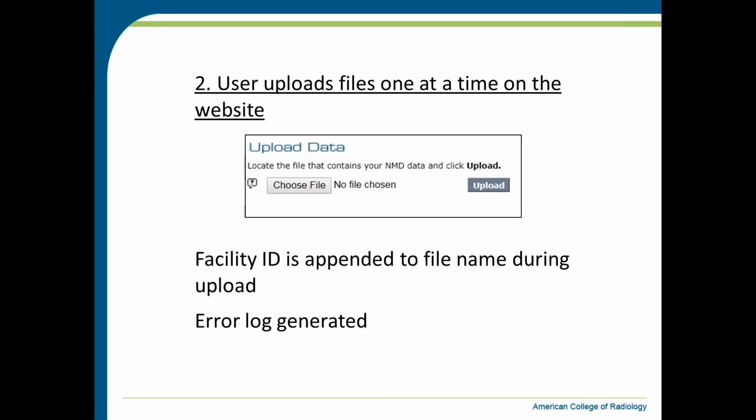In the second step, the user logs on to the registry website, and he or she will see this page. It's simply a matter of clicking the Choose File button and finding the file on the user's computer, and then clicking the Upload button on the right. During that process, the facility ID is appended to the name of the file, and an error log is generated if any records are rejected.